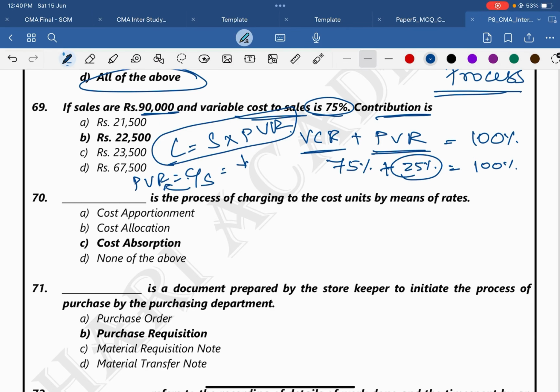contribution is equal to sales into PVR. So 90,000 into 25%, you will get 22,500. This is one way. Or alternatively, take 90,000, calculate 75%, and you will get the answer. This is a reverse calculation. This is the actual calculation. Whatever number you get, 90,000 on that 75% calculate, subtract the value, and you will get 22,500.